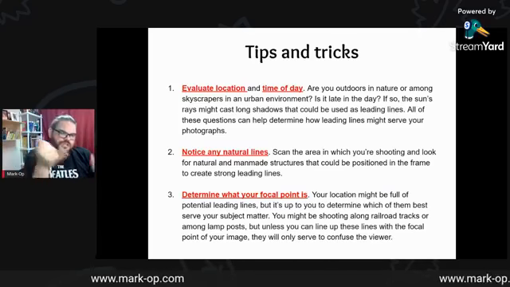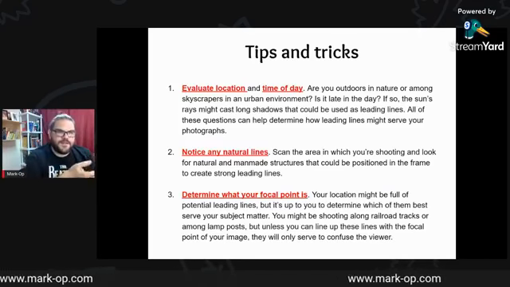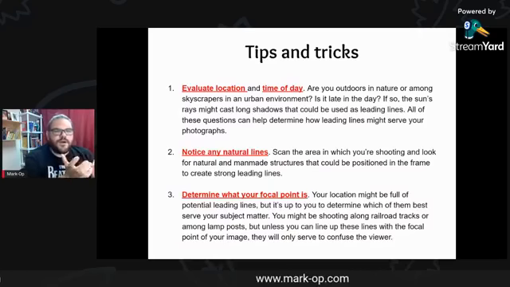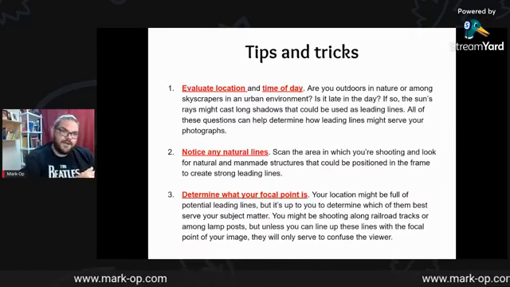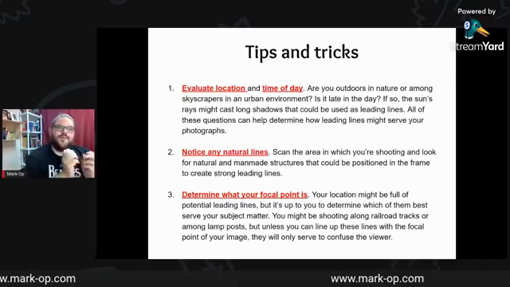Where are you? Are you in a shipyard? Are you in the street, in the park, in the forest? Are you at nighttime? Are you in the daytime? Are you in the afternoon? Is it cloudy out? Is it sunny? So make sure that you know what time of day it is.